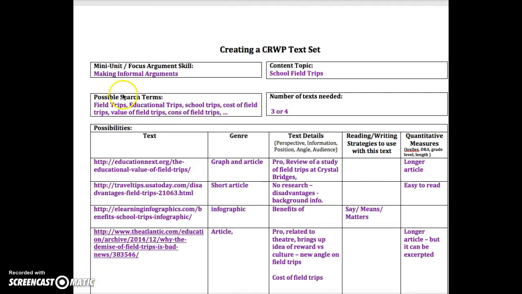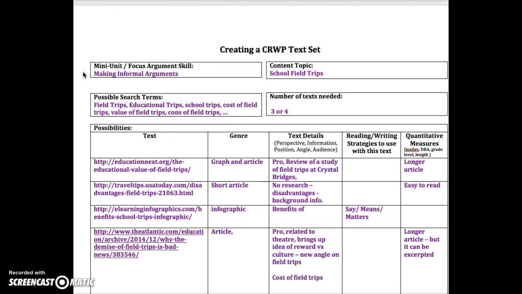So let's get started. Right here at the top, the first box, I already decided that I wanted to use the mini unit making informal arguments. What I wanted is for my students to practice making claims based in text, where they would gather evidence from a text to come up with their claim. That means that my topic can be fairly general and open to a range of possibilities.